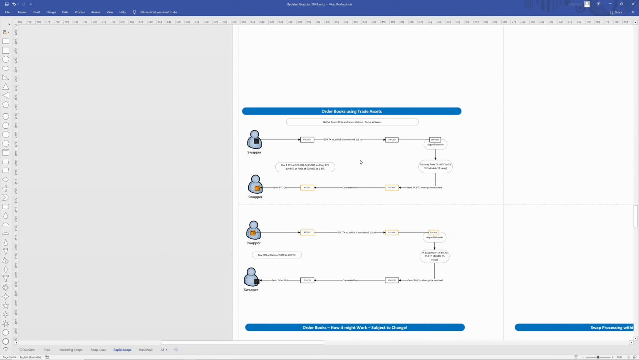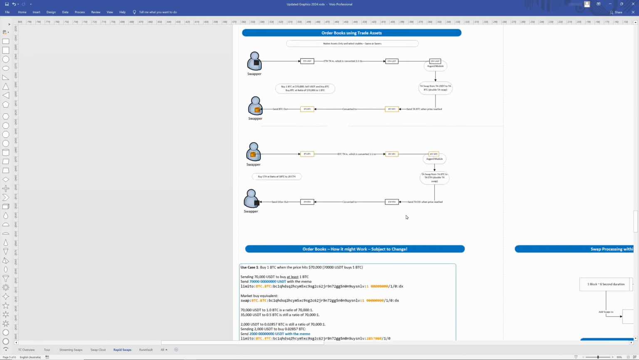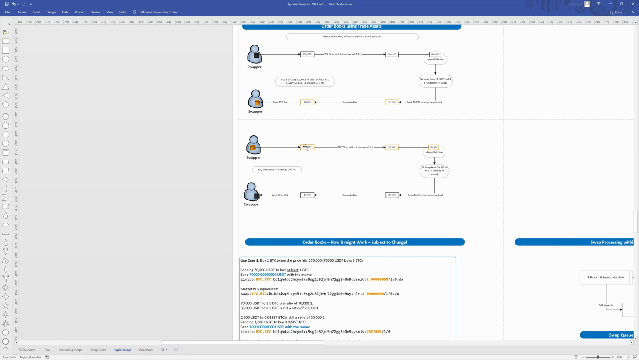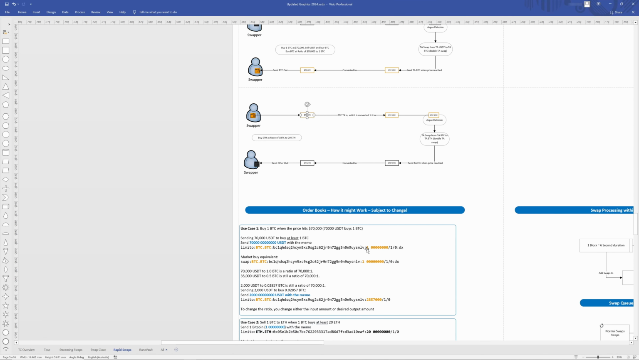I went through the details in my detailed video on order books and rapid swaps, but just to summarize, order books use trade assets, and they're looking for the ratio between the input amount you have and what's specified within what's known as the limit component of the memo, or the minimum output. And that's how you would specify, for this inbound, I want to achieve at least this particular outbound.